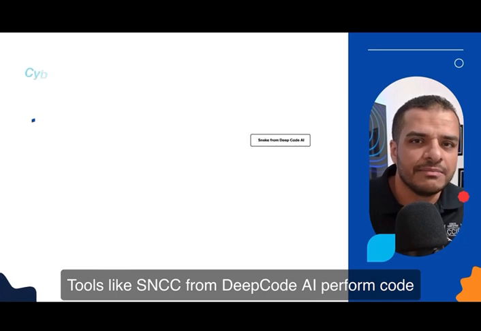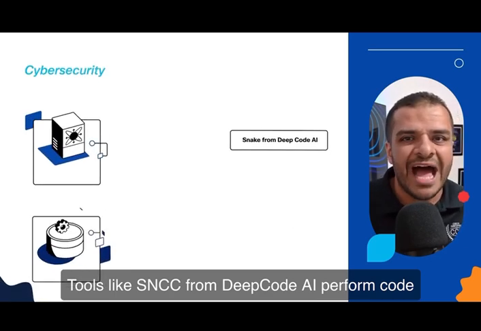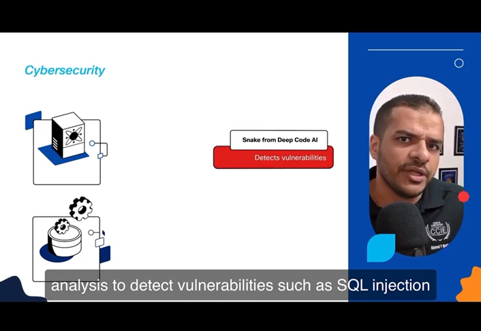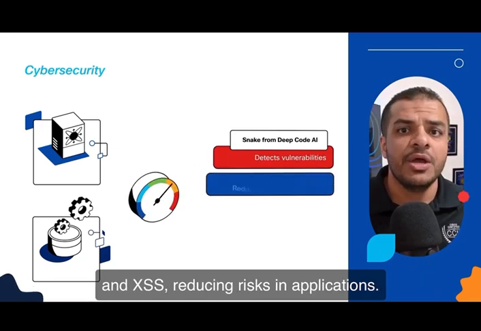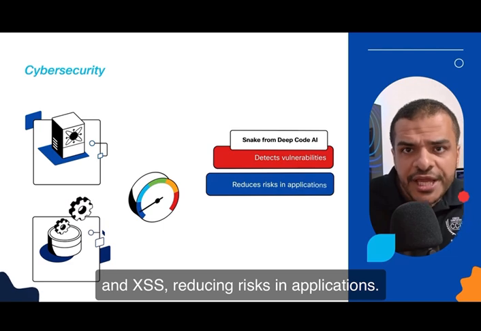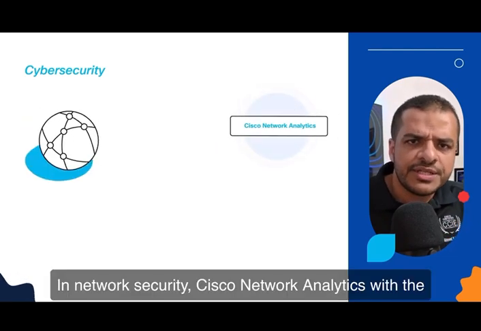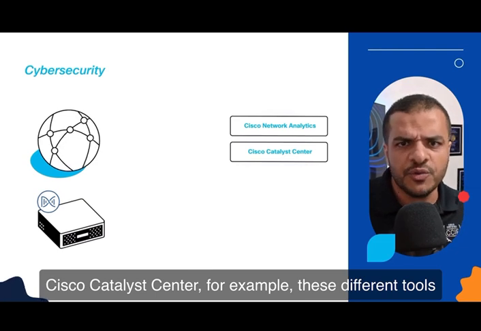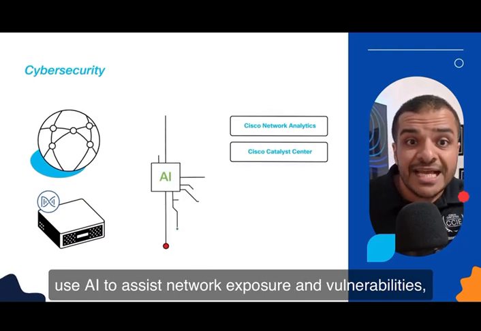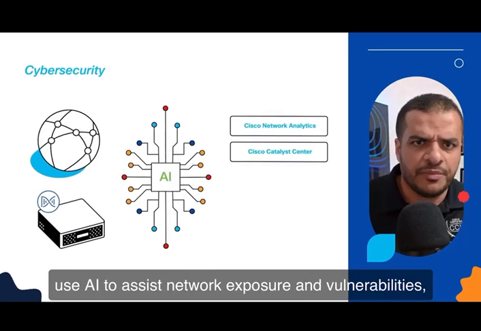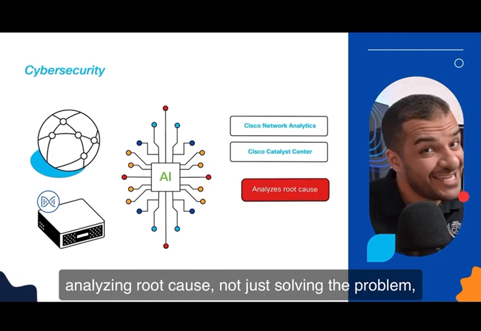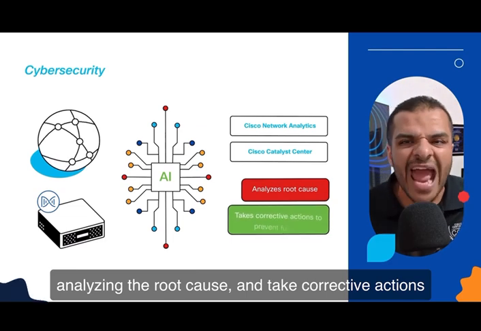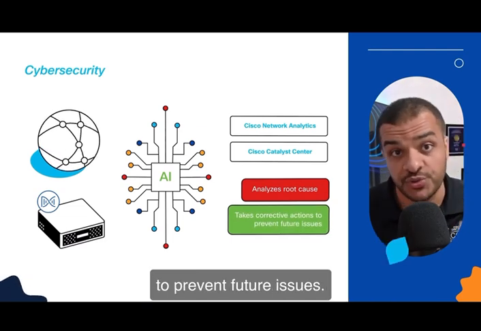Tools like Snyk Code from DeepCode AI perform code analysis to detect vulnerabilities such as SQL injection and XSS, reducing risks in applications. In network security, Cisco Network Analytics with the Cisco Catalyst Center, for example, these different tools use AI to assess network exposure and vulnerabilities, analyzing the root cause, not just solving the problem, and taking corrective actions to prevent future issues.